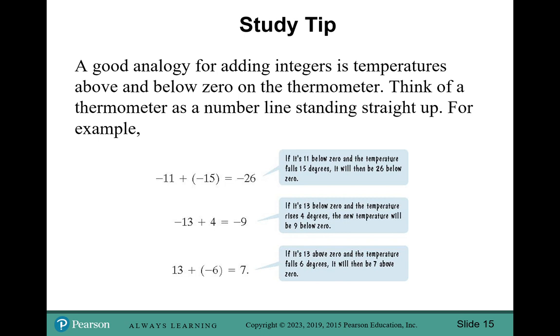Negative 13 plus 9 equals negative 4. If it's 13 degrees below 0 and the temperature rises 9 degrees, the new temperature will be 4 degrees below 0. Slightly warmer, but still very cold. If we have negative 13 plus negative 6 equals negative 7, we can think of it as it's 13 degrees above 0 and the temperature falls 6 degrees. It will then be 7 degrees above 0.